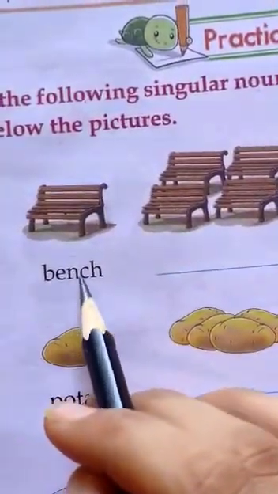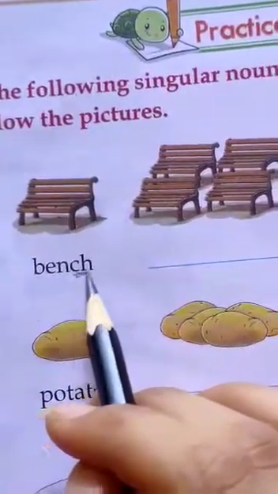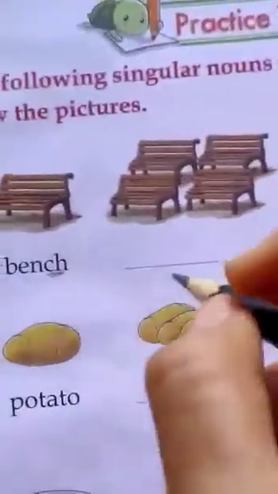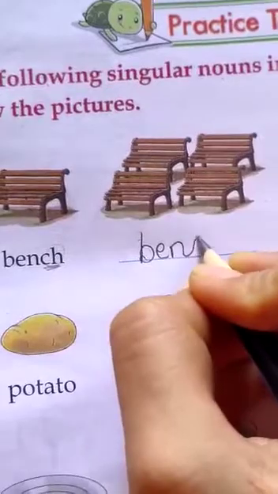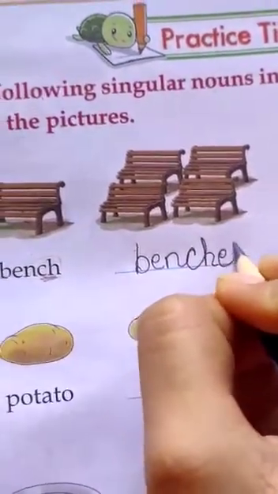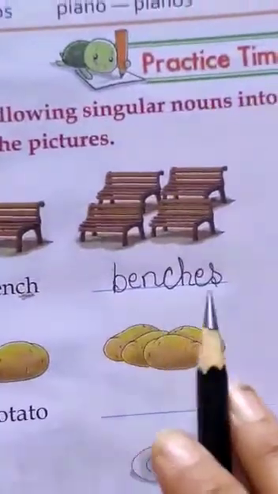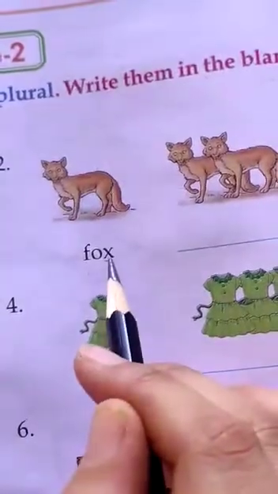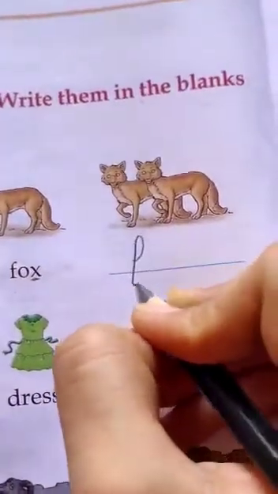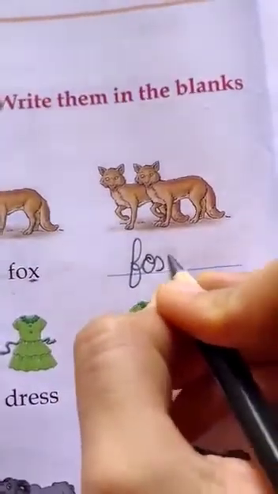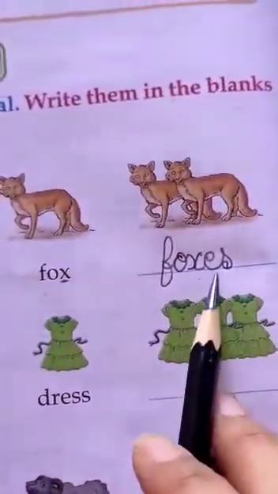So bench. At last what is written? It is ch. So what will we add? Es. So it will become benches. Now this is fox and at last what is written? It is x. So we will make it foxes. We will add es and it will become foxes in plural form.